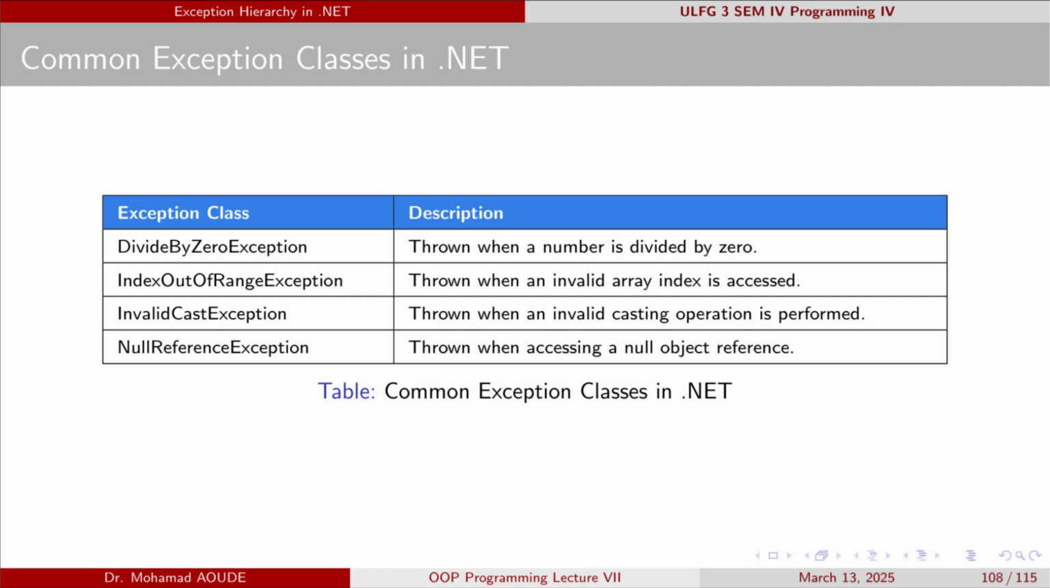Let's review some essential exception types: DivideByZeroException, IndexOutOfRangeException, InvalidCastException, NullReferenceException. These represent core issues in program logic and should always be handled or prevented with good design.